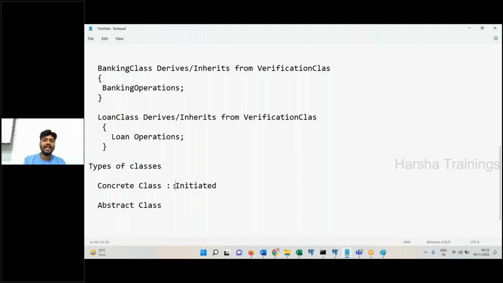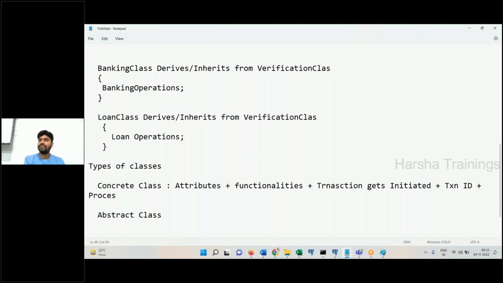See, in this class, you have attributes plus functionalities, plus a transaction gets initiated, plus a transaction ID will be there. It gets processed. It gets completed. Loan department: if you submit the document, starting from the loan department, it may go through so many other departments, finally come back to the loan department and gets closed.